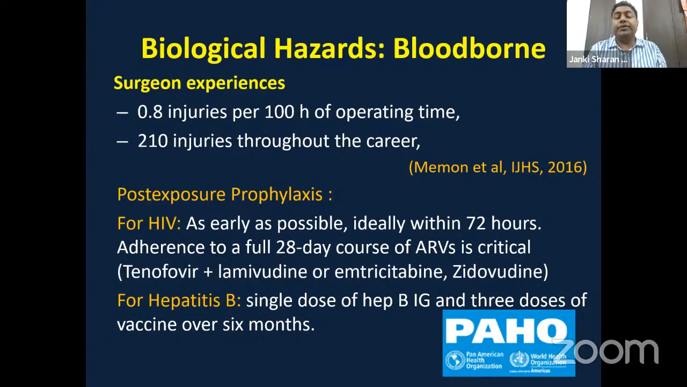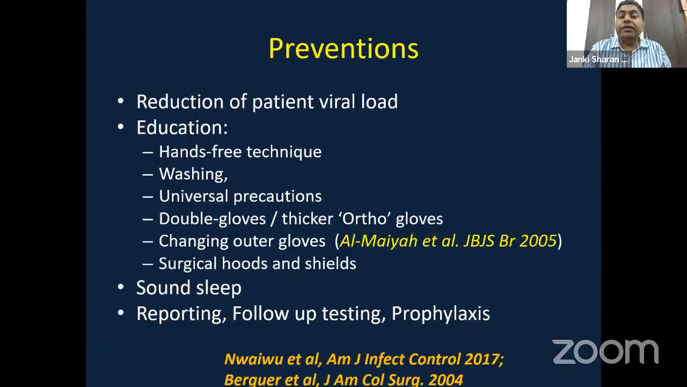And you should have antiviral drug as early as possible, ideally within 72 hours. And you should adhere to the full course of 28 days. For hepatitis B, if you are not vaccinated or you have not completed your vaccination, then you should have a single dose of hepatitis B immunoglobulin with 3 doses of vaccine over 6 months. For the prevention, you should reduce the viral load in the patient when you are taking them to OT.